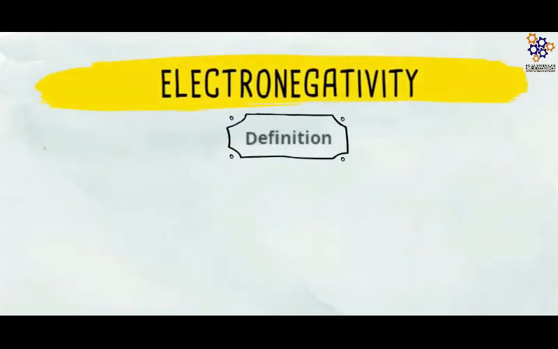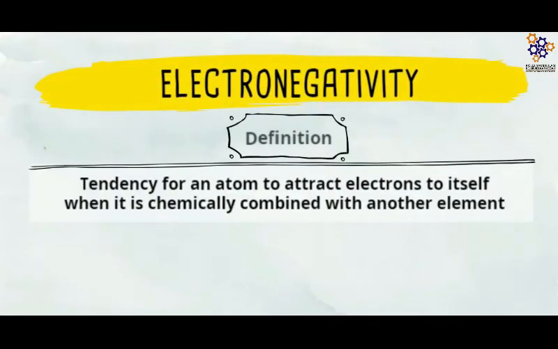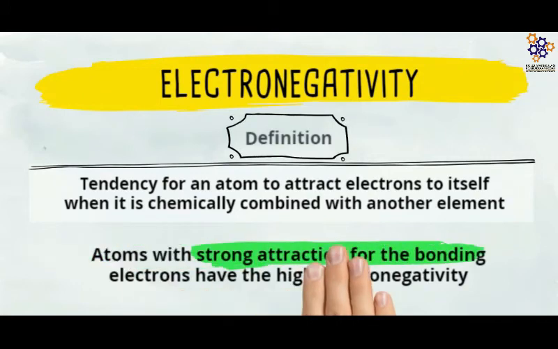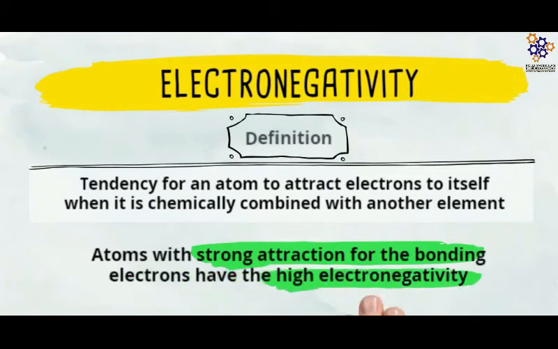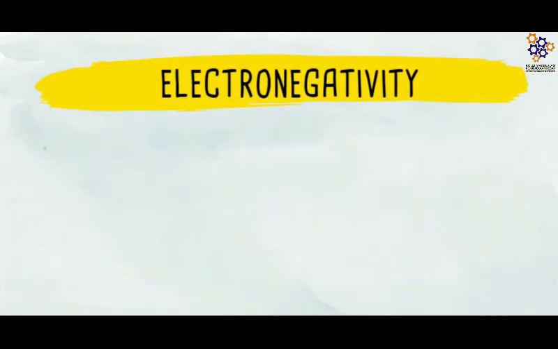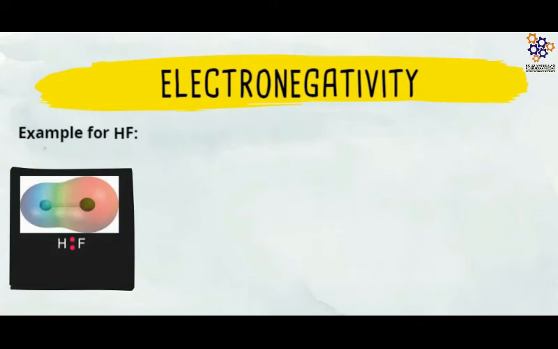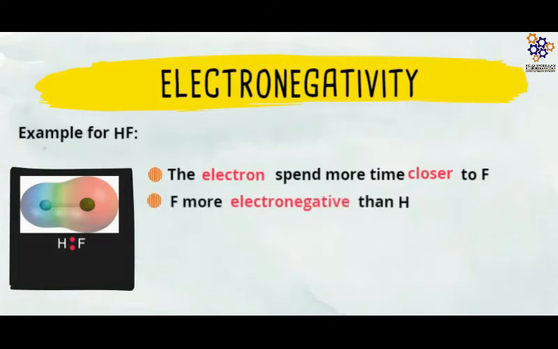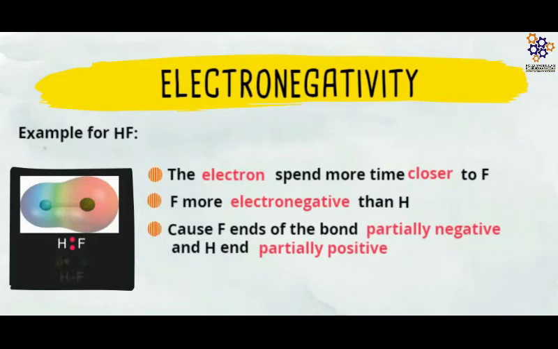Electronegativity. It is the tendency for an atom to attract electrons to itself when it is chemically combined with another element. Atoms with strong attraction for the bonding electrons have high electronegativity. For example, in a hydrogen fluoride molecule, the electrons spend more time closer to fluorine. Fluorine is more electronegative than hydrogen. This causes the fluorine end of the bond to be partially negative, and the hydrogen end partially positive.